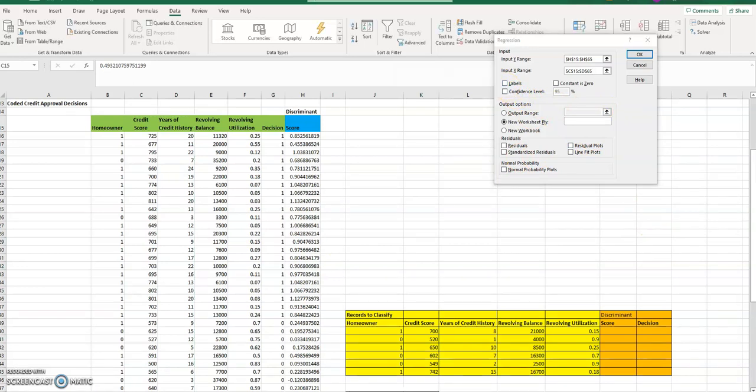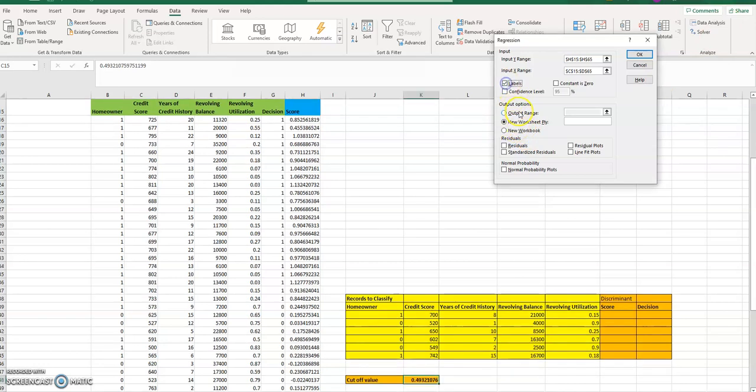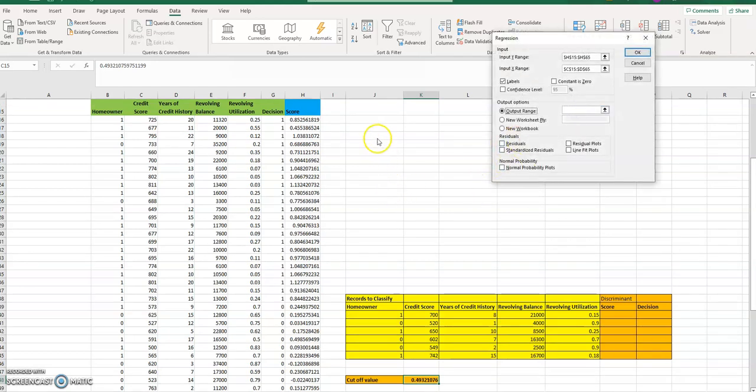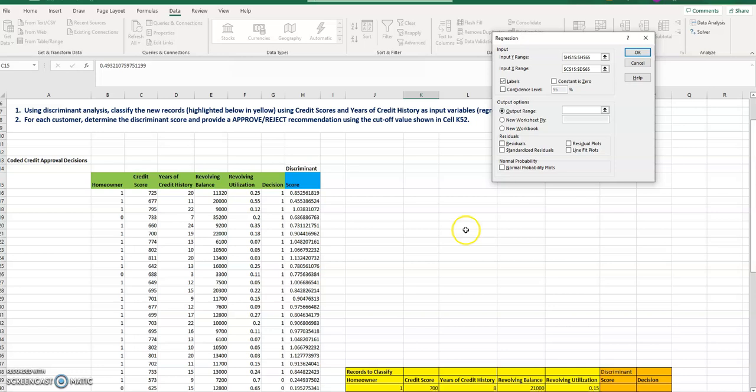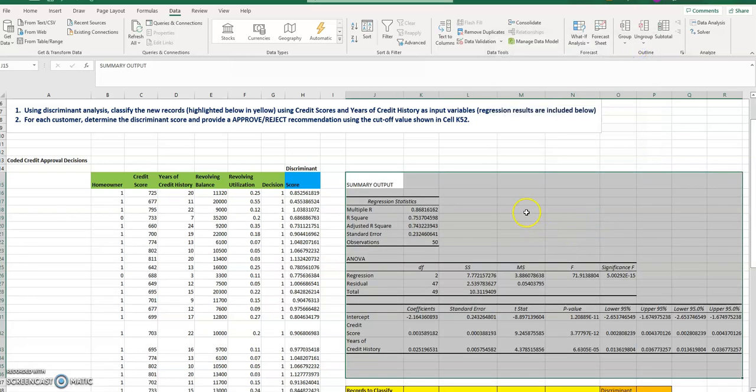Let me move this thing out of the way here. I don't know if y'all see that. Sorry about that. We do have labels. And we'll put the output range on this page. We'll put this data right here, should be fine. And we will click OK.